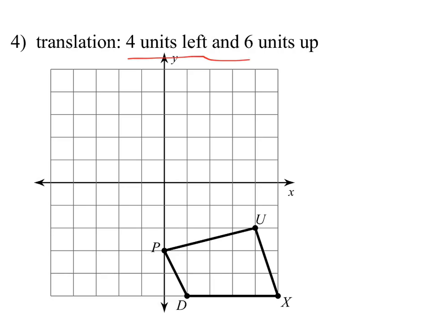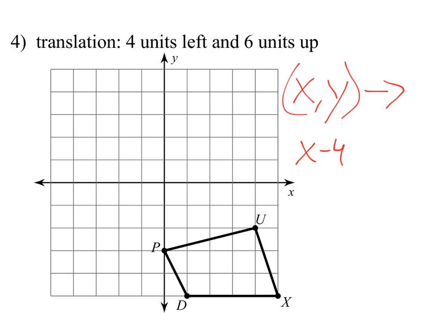We're supposed to go 4 units left and 6 units up. So if you write your function, all of your points are going to go 4 to the left, so x needs to be subtracted. You need to subtract 4 from the x's. And we're going to go 6 units up. All your y's need to be 6 more. So there's my function. And now I'll just take it point by point. Let's start with the U. I'm going to go left 4, up 6. That's going to take me right here.